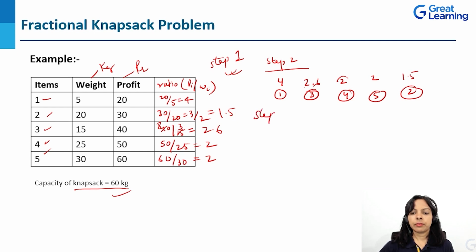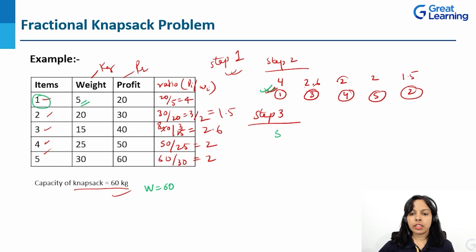Third step is you have to select these items now one by one from the beginning. Okay. So the first item to be selected will be this one. Now here comes the consideration of the total weight, that is 60 kg. Fine. So first I'll be selecting the first item. So first item is selected. It is having weight as 5.